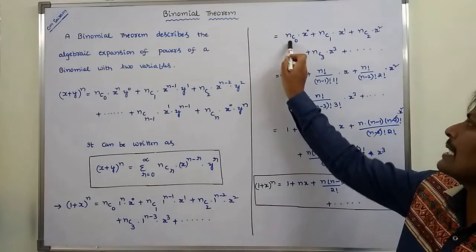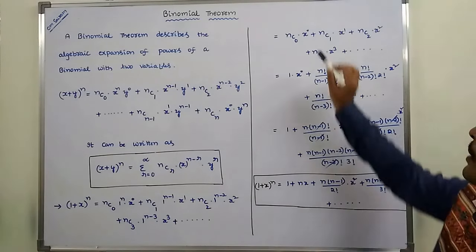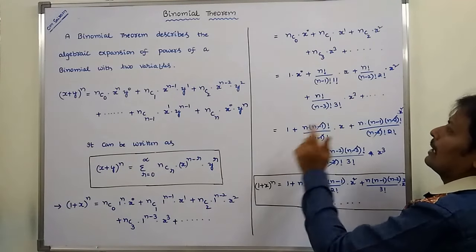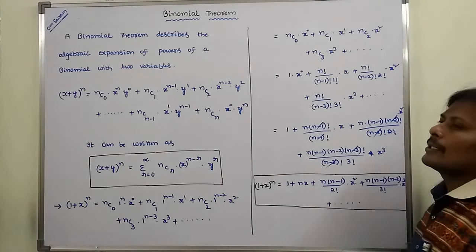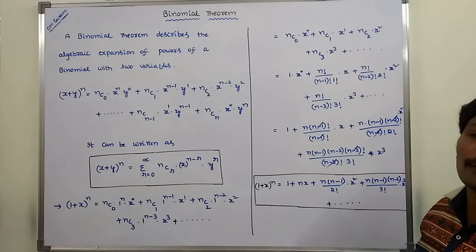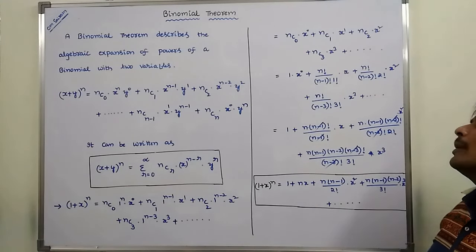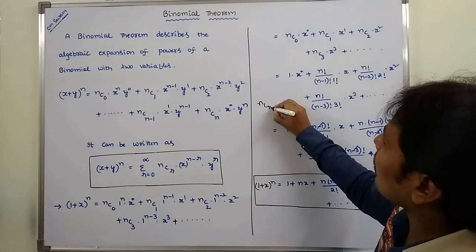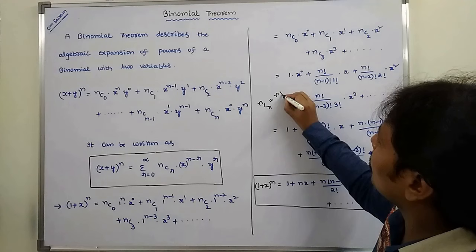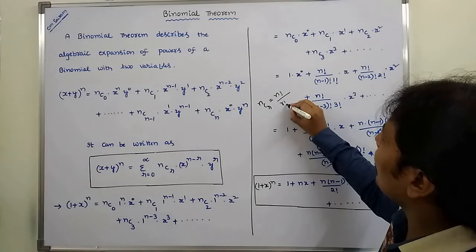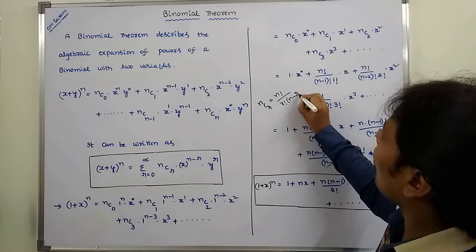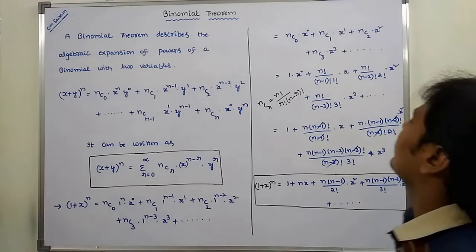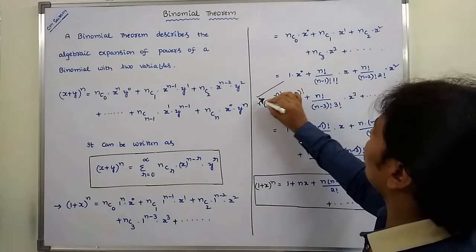Next, the nC0 value is 1, and x^0 is 1, so 1 into 1 is nothing but 1. Plus nC1. So what is the nCr formula? nCr is equal to n factorial by r factorial into (n - r) factorial. Okay, so this is the nCr formula.